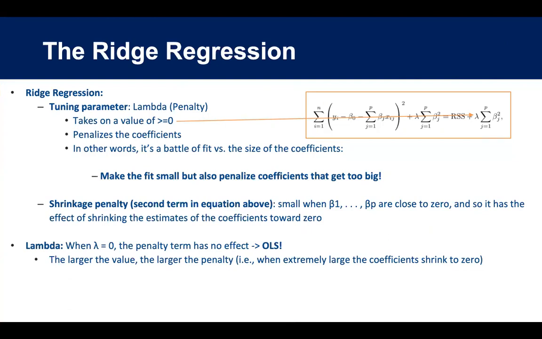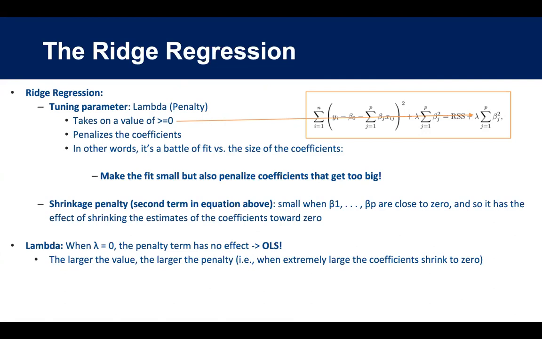to penalize the coefficients. So in other words, there's a battle of fit here, right? The RSS part of this versus the size of the coefficients, which is captured in the second term here. We're trying to make the fit small, but then also penalize the coefficients that get too big. So in terms of the penalty, the second term in the equation is small when the coefficients are close to 0. And so it has the effect of shrinking the estimates of the coefficients toward 0.